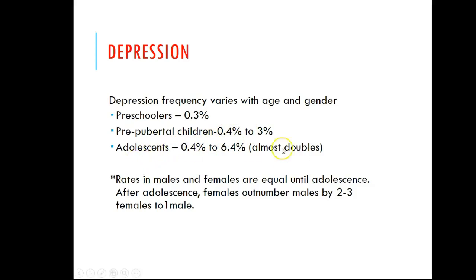We also see gender variation in depression, where rates do differ between males and females. In fact, rates of depression are actually equal up until adolescence between both genders. However, they change drastically as they transition out of adolescence into adulthood, where females outnumber males by about 2 to 3 cases of depression in females to 1 case per male.